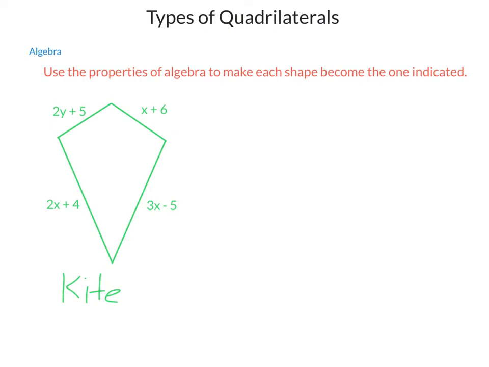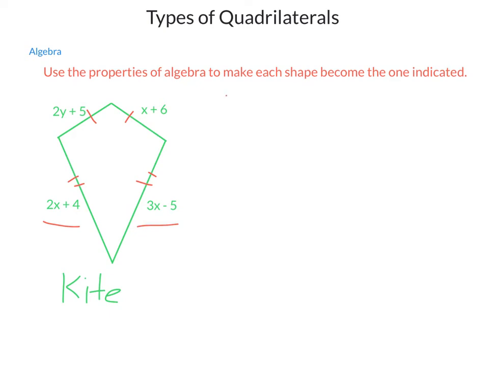So if you remember a kite, we end up with two sets of congruent adjacent sides. So in order to do that, I'm going to have to play with those congruences. Now my top two, if we look at the expressions that are provided, one is 2y plus 5, the other is x plus 6. Since they deal with different variables, that's going to be very hard to work with. Now my lower two that are going to be congruent, I have 2x plus 4 and 3x minus 5, which, since they both deal in x, becomes much more reasonable. Okay, so I'm going to use those in order to solve for x.